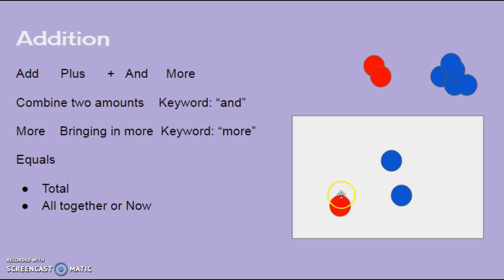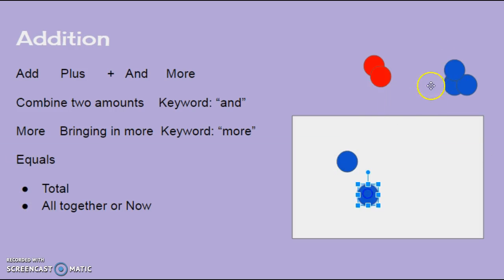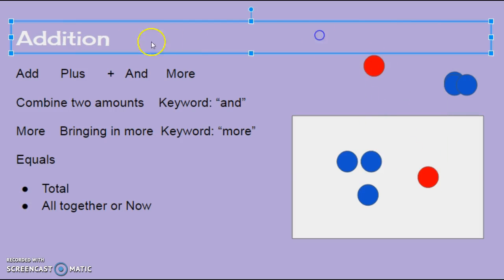So let's just do a couple more of these to really explore it. I have 3 blue fish in the pond, and I have 1 red fish. How many fish do I have all together? That would be a combining. So you heard me say the word all together. I have, of course, 3 and 1 more, which is 4.